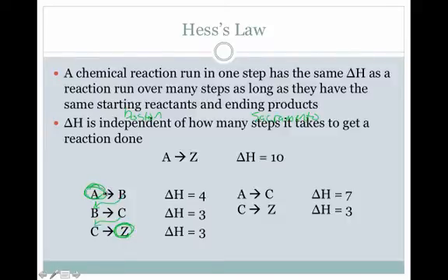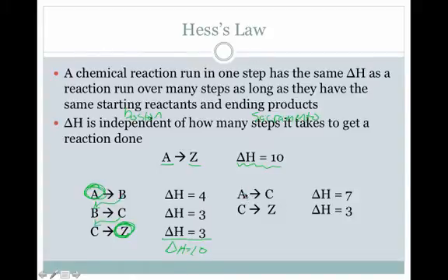So notice we have the same starting point and the same ending point as our original reaction. And if we look at the three delta H's of these things, they add up to 4 plus 3 plus 3, which gives us a delta H for the overall process of 10, which matches the delta H we originally had here. Here's the reaction in one step, here's the same reaction in 3 steps, and the overall delta H is the same. Likewise, we can do it over here too.